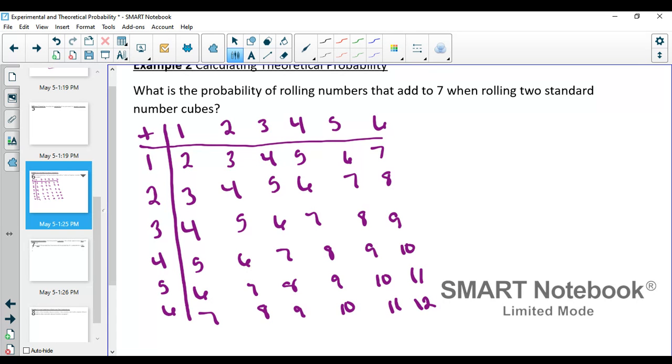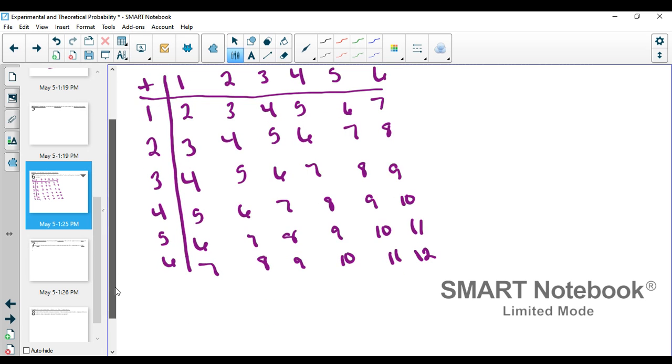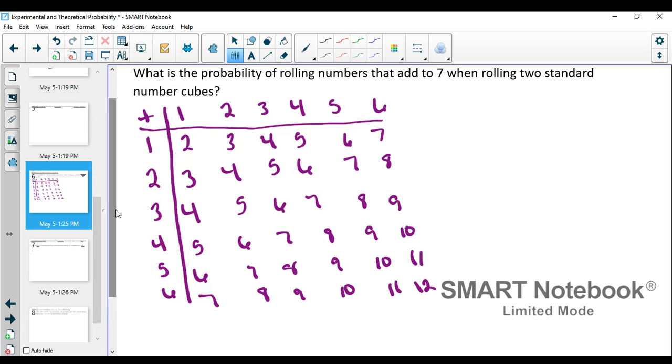All right, so this would be the chart of all of the possible combinations of when you added the 2 dice together. So we're trying to find what they add to 7. So if you look, the 7s are this diagonal right here. So there are 1, 2, 3, 4, 5, 6 of the 7s. So you get 6 different ways to get to 7 when you add them.